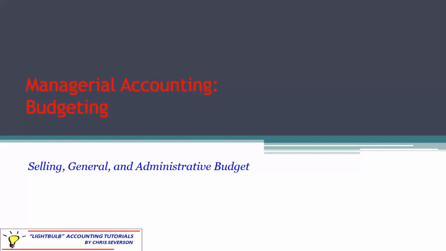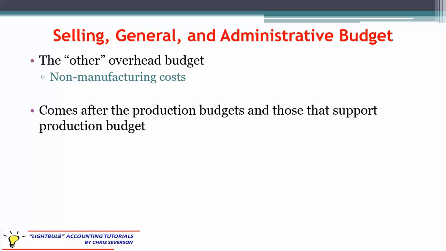Hello and welcome to our discussion of the selling, general, and administrative budget. The thing I want to mention with this is, we've already gone through the manufacturing overhead budget in another lecture. This is another type of overhead budget. It's often referred to as overhead, but it's not manufacturing related. Instead, we're talking about the office or the store.